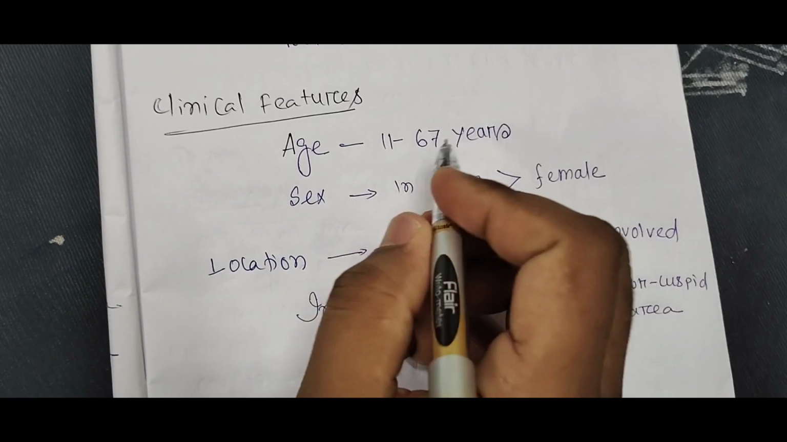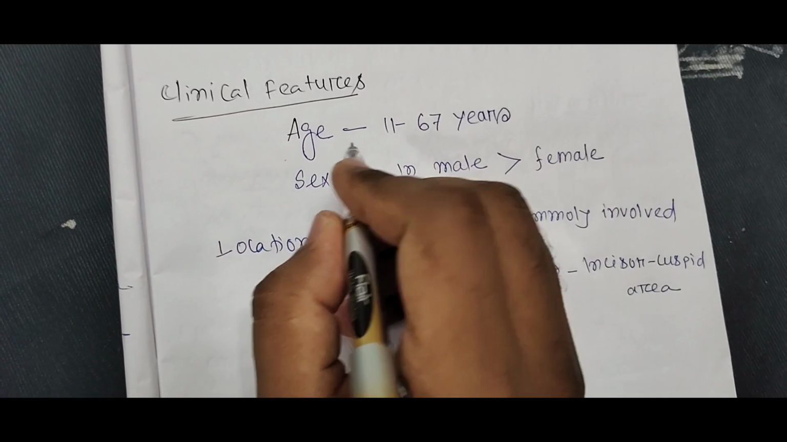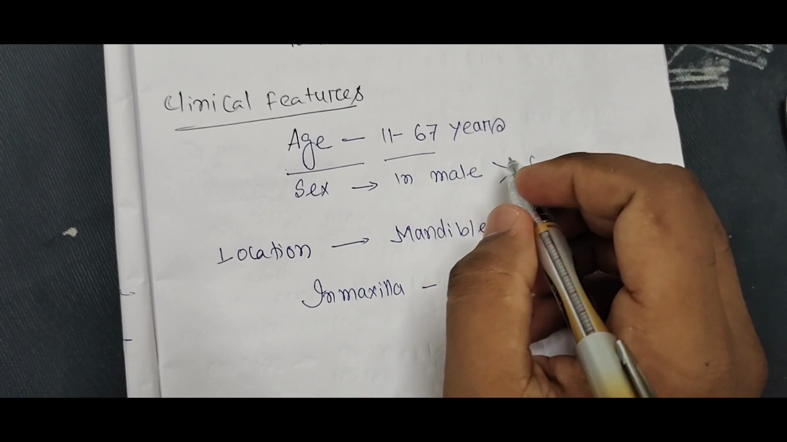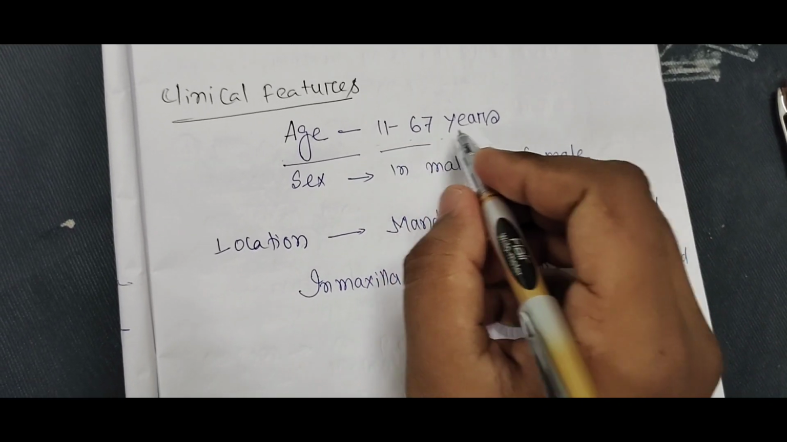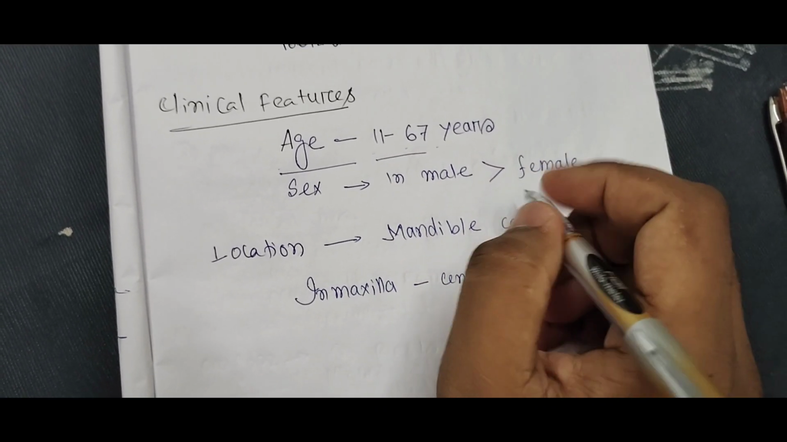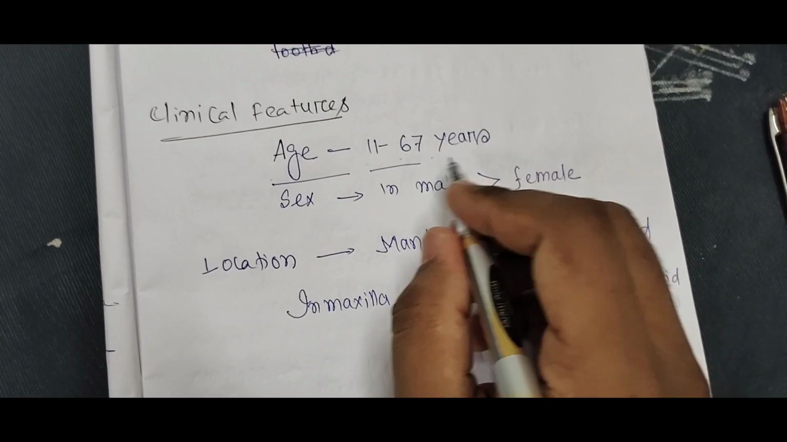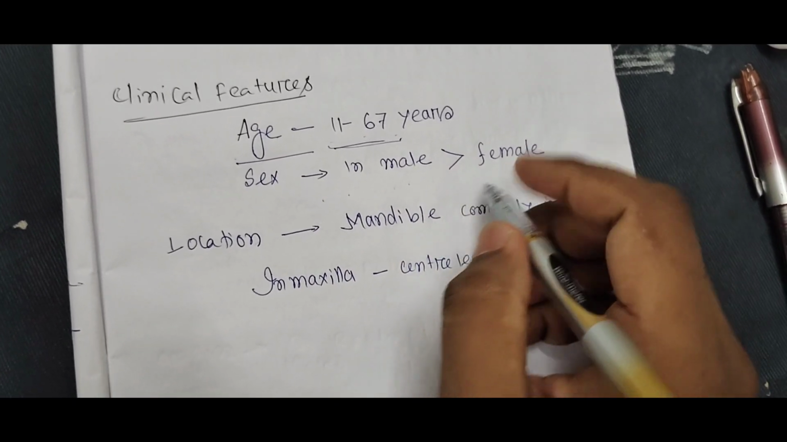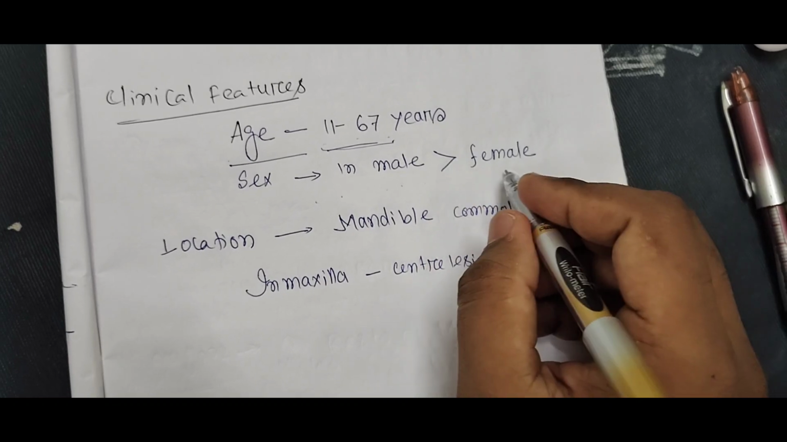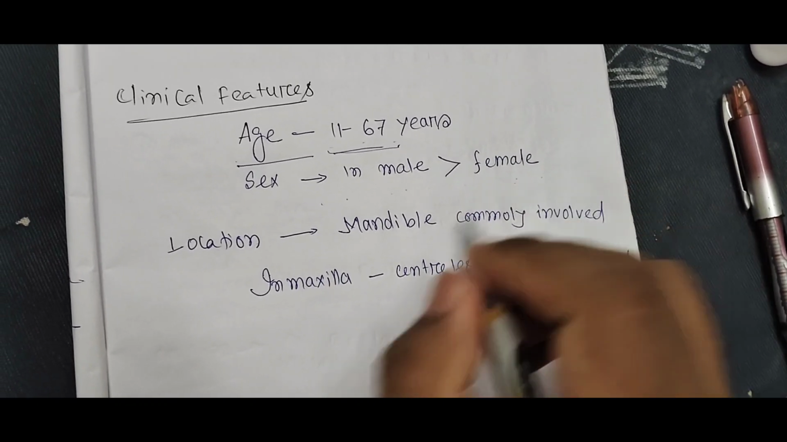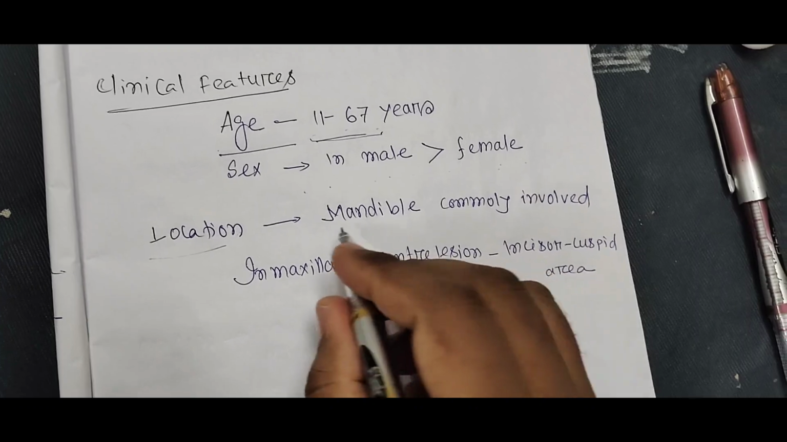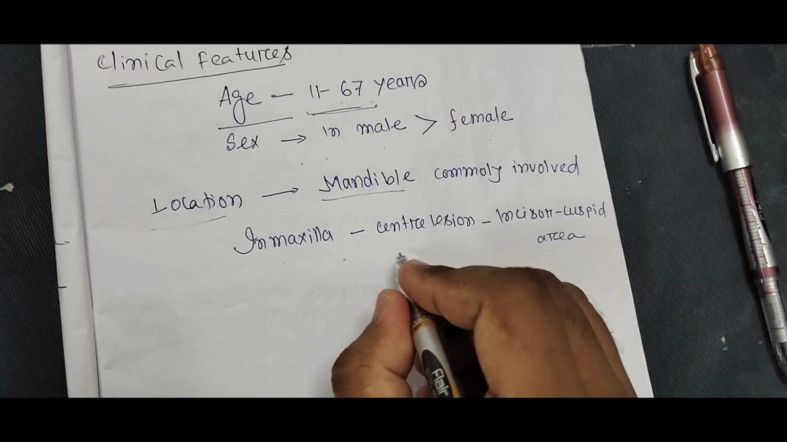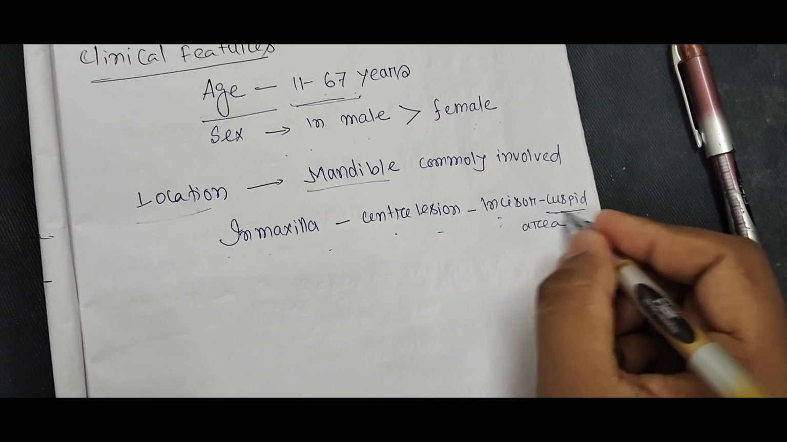Clinical features. What are the clinical features? The patient age is 11 to 67 years. That means the disease most commonly occurs in people between 11 and 67 years. Sex: the probability of this lesion is greater in males than in females. Location: it occurs more commonly in the mandible. In the maxilla it also occurs. The central lesion is in the incisor-cuspid area. Cuspid means canine.